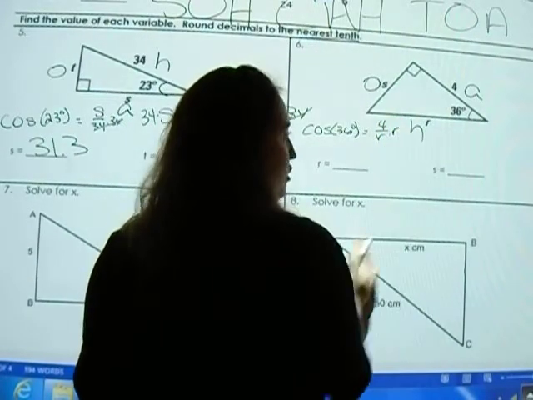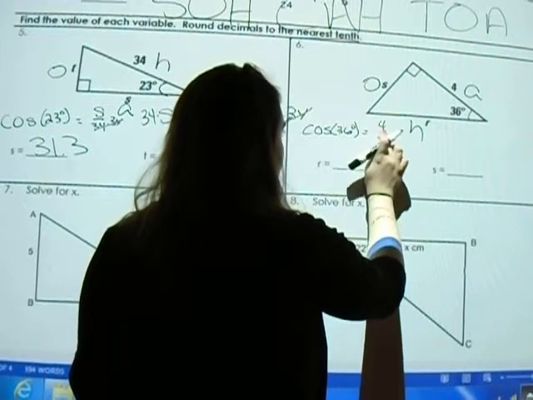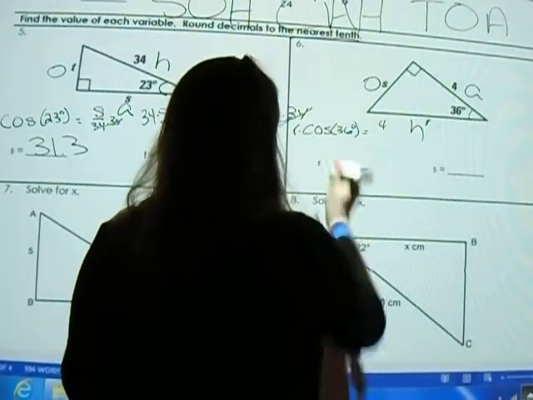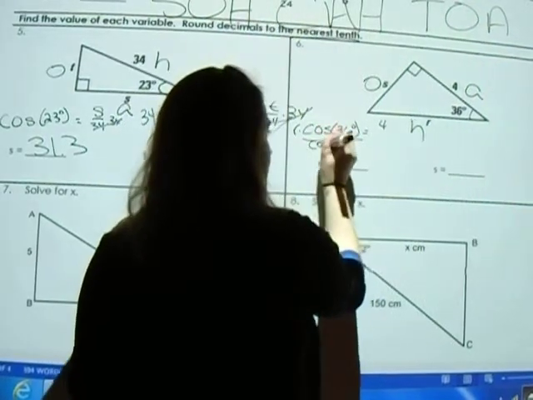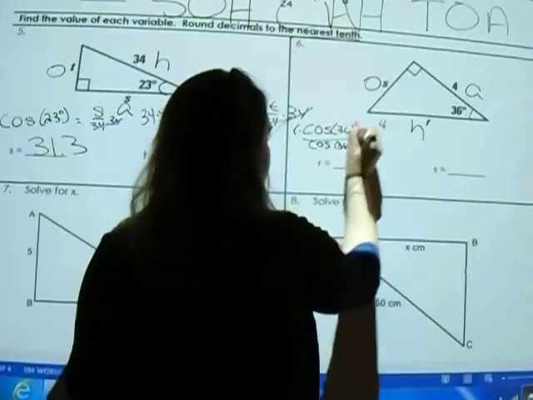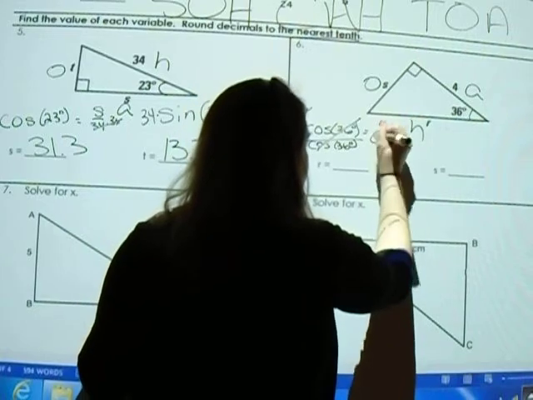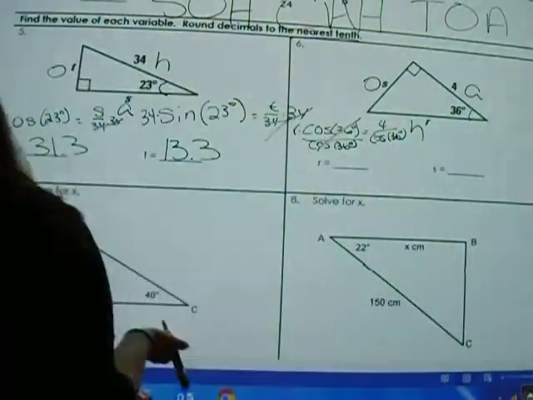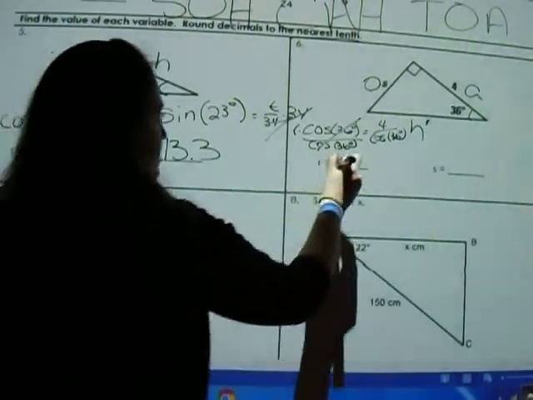Multiply both sides by R, right? So then this can go away. And then R is over here. Then we divide both sides by the cosine of 36 degrees. So you would calculate 4 divided by cosine of 36 degrees. And that's 4.9.